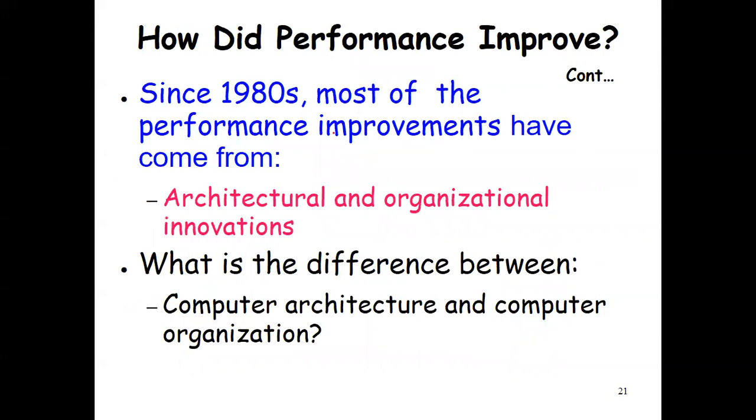Since the 1980s, most of the performance improvements have come from architectural and organizational innovation. Up to the 1980s, performance improvement came from manufacturing innovation. So what is the difference between architecture and organization? I think we can stop here.